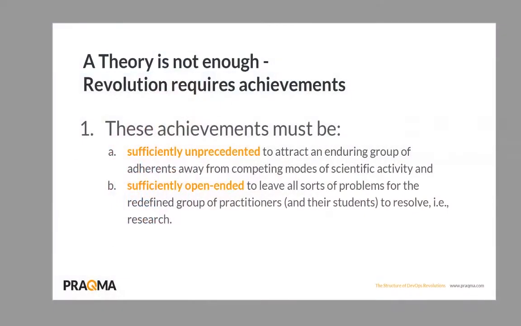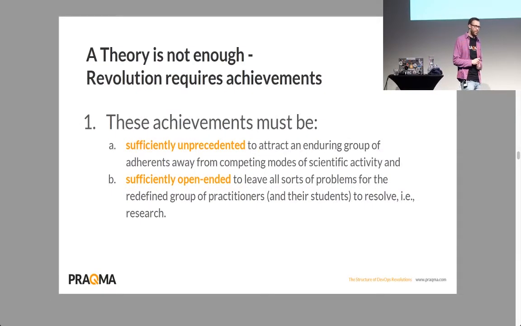But that's not enough. A revolution isn't enough. You don't get a revolution just from having theory. Anyone can come up with a theory. Theory has no weight. What you need is some achievements. And these achievements have to be sufficiently unprecedented. They have to be something that's never been seen before, to make people wake up and pay attention. And they have to be sufficiently open-ended so that there are so many problems left behind that lots of really smart people are attracted to them, right? We all are. We just want to get the problem. So you don't want to have the full answers to get a revolution. If the answer is 42, then you're not going to get anyone following you.